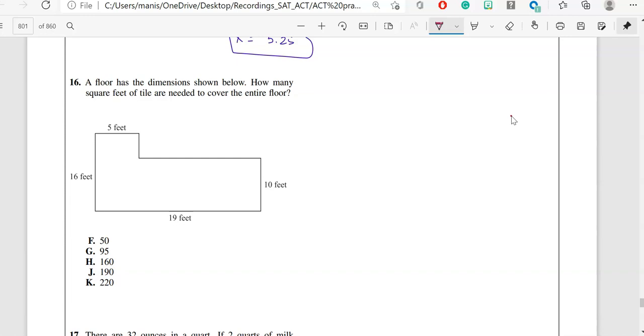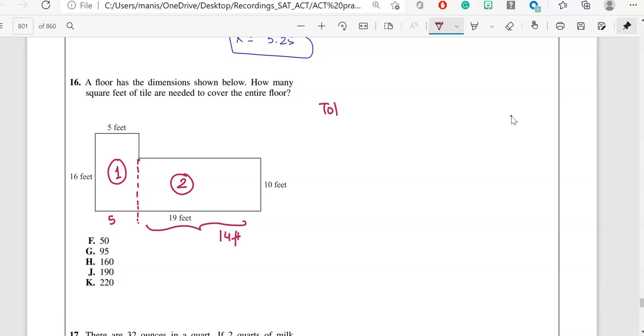In this case, as you can see, it looks like a rectangle over here. So what I will do is draw a dotted line over here. If this is 5, this will be 5 for me, and this whole is 16. So I will find the area of this part, and then I will find the area of this part. Do keep in mind, since I have 5 over here, the remaining part, this whole was 19. So 19 minus 5 is 14. The question says, how many square feet of tiles are needed to cover the entire floor?